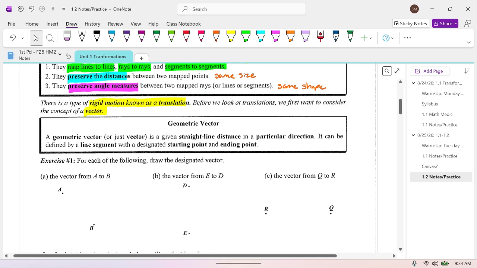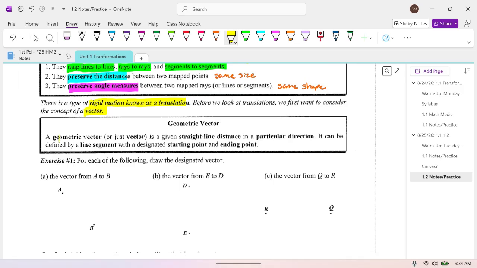All right. So a geometric vector, or just a vector, is a straight line distance in a particular direction. It can be a line defined by a line segment designated by a starting and ending point. So it tells you where to start, it tells you where to stop, and it gives you direction. So a vector is basically distance and direction. Okay? That's how you can describe a vector: distance or length and direction.